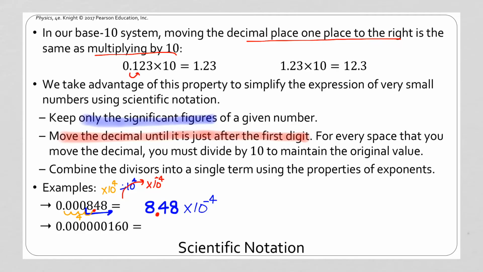Again, pause this lesson and take a moment to write this number in scientific notation.